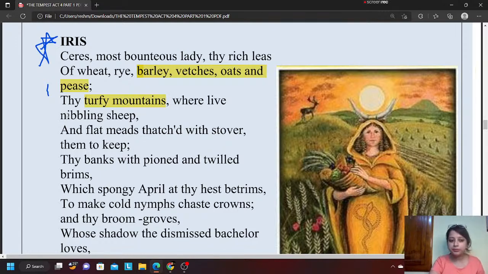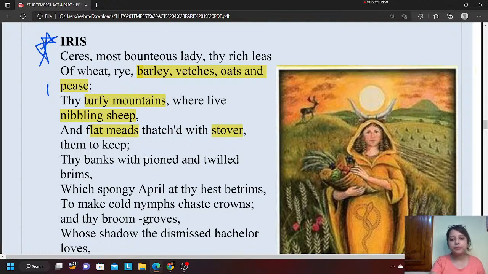Where live nibbling sheep. So if there is grass on the hills, the sheep will go there for their food. So that is yours. Flat meads, that means flat meadows, thatched with stover. That means you also have different types of grasslands, them to keep.